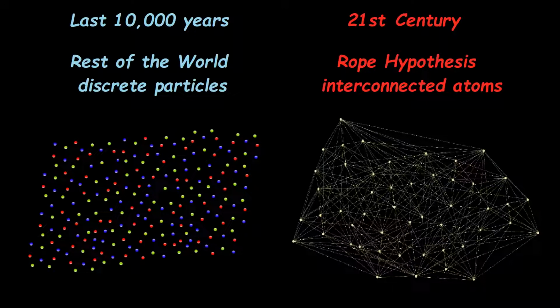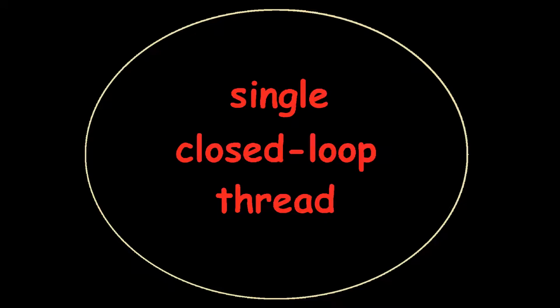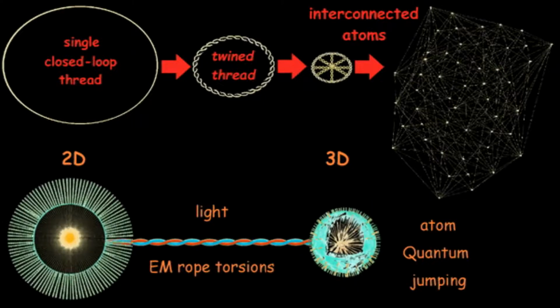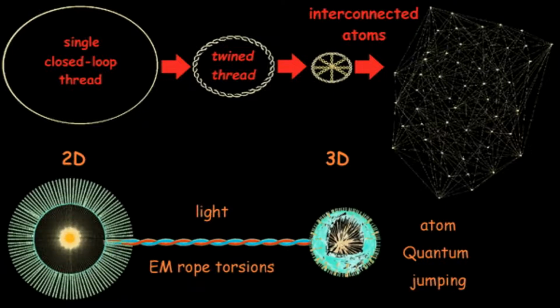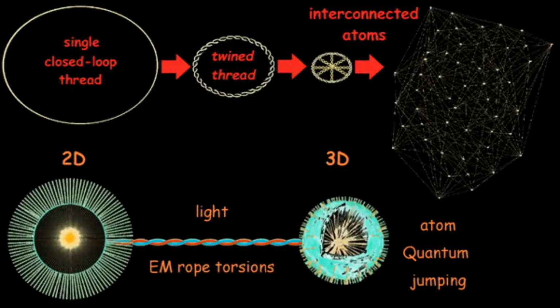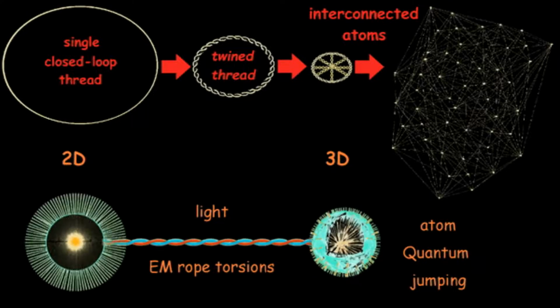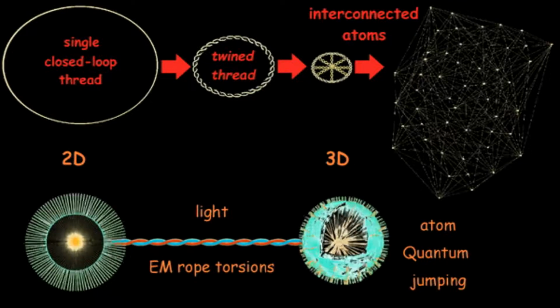Essentially, it's a pair of twined threads, and that pair of twined threads comes from this notion that there is only a single closed loop thread in all of space. That's all there is. And this single thread is what twines around itself and eventually produces all the matter that exists out there. And it also produces the interconnecting ropes, which you see there at the bottom left. The atoms are doing their quantum jump. They're connected to each other through this physical rope.